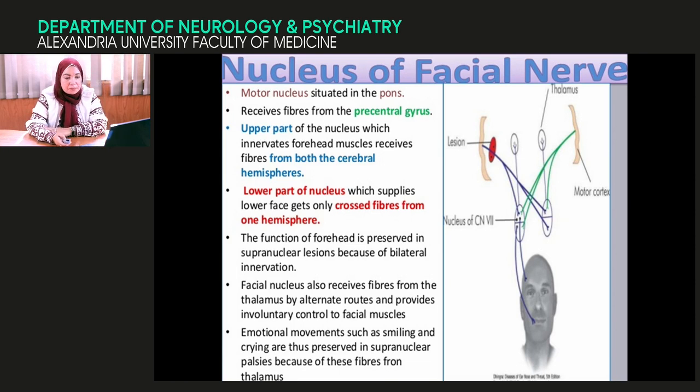The lower part of the nucleus is supplied by corticonuclear fibers from one side only, the contralateral side. Meaning if it is the right nucleus, it will receive corticonuclear fibers from the left. Because of that, if there is a lesion in the lower motor neuron, it affects the whole face, upper and lower face, because the lesion is from the nuclei in the bones along the pathway until it reaches the facial muscles.